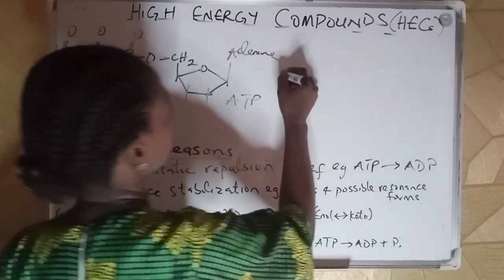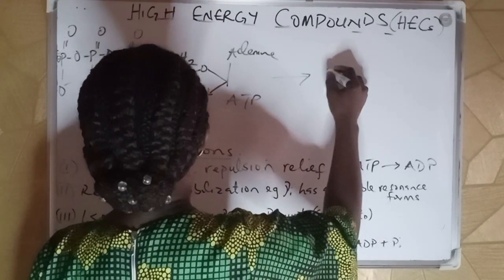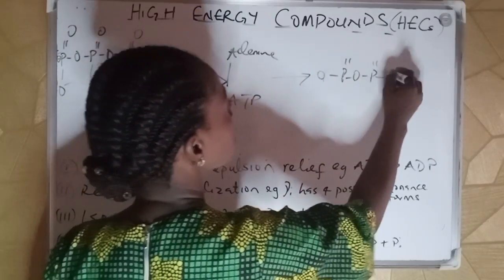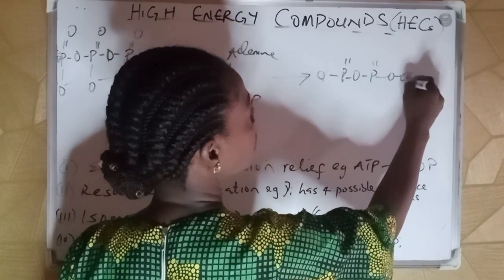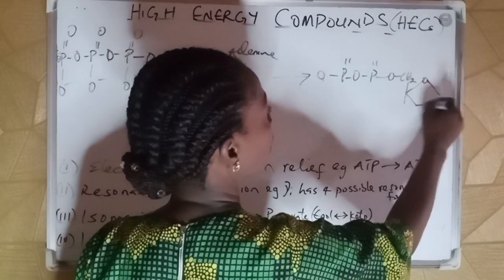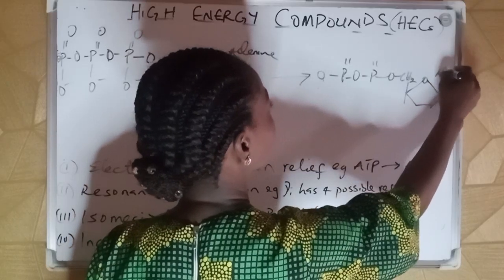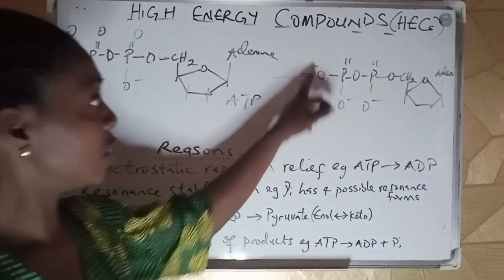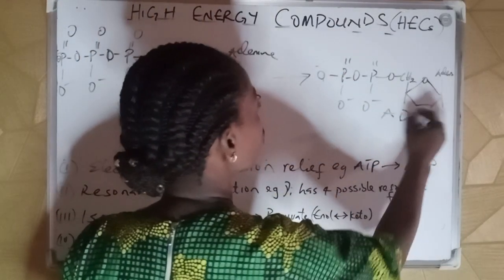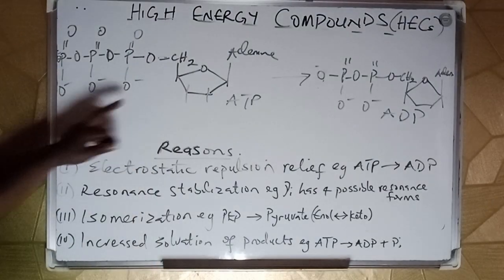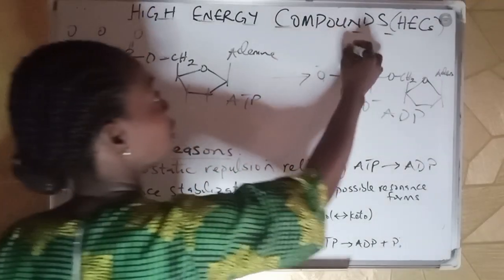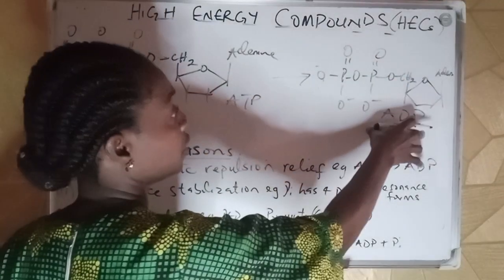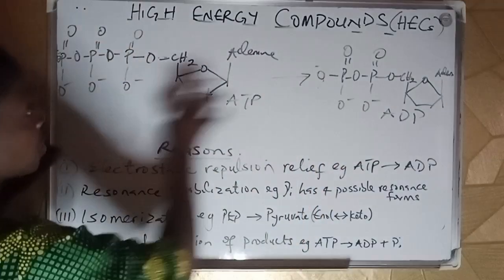But when you come to ADP, when this is broken down, it gives us ADP. And ADP has just 2 phosphate groups. And then you have your CH2 on your sugar. And then you have your adenine base here. So for this, we see 3 negative charges in ADP and 4 in ATP. 1, 2, 3, 4. So we see that the like charge repulsion in ATP is higher than in ADP because the number of negative charges is lesser here than here.